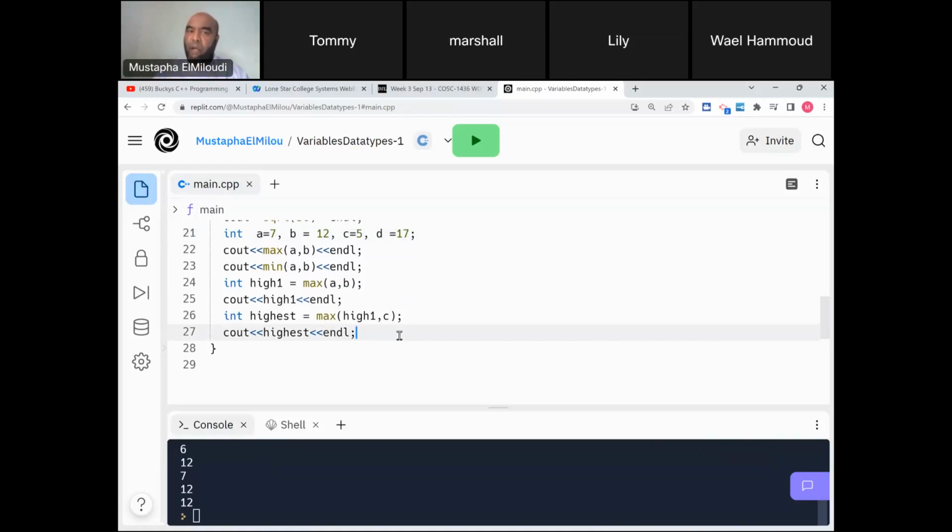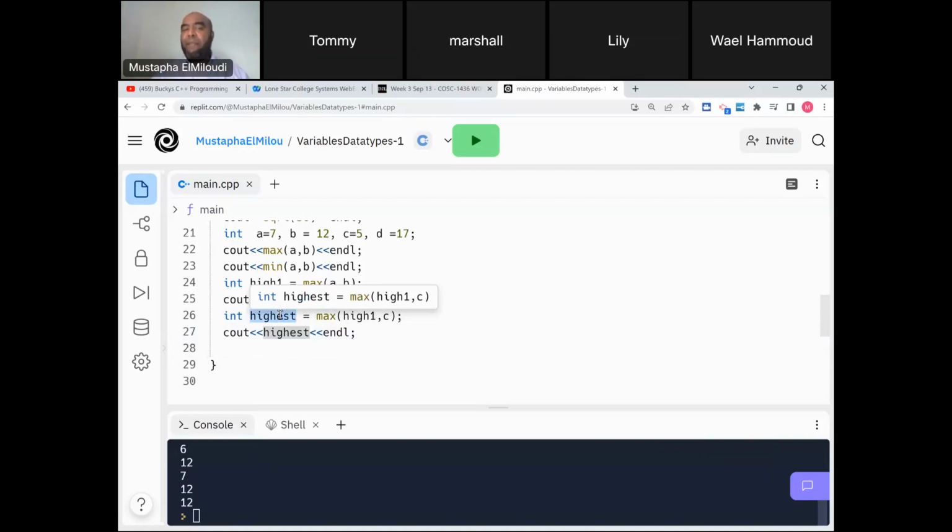So will we put the max as D, like high1 and D, or no? Yes, but how can we? Max accepts only 2. So what do you think? We're going to compare 2 by 2. We already compared the first 2, A and B.